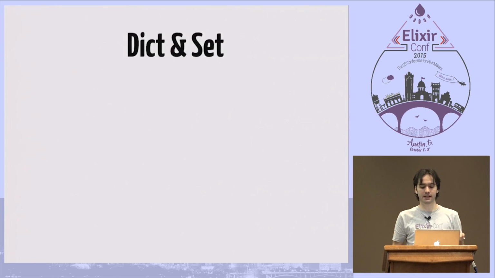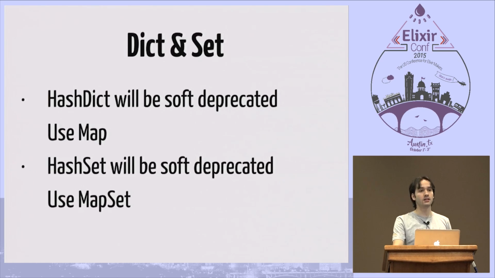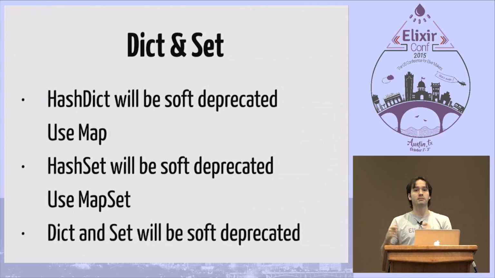So what we can expect in Elixir 1.2, and this is Elixir 1.2, OK? Hold your horses. We are on Elixir 1.1. So hashdict will be soft-deprecated. In Elixir 1.2, hashdict will be soft-deprecated. You can just use map. Hashset will be soft-deprecated. Just use mapset. And mapset is a new data type that we have, which is a set implemented on top of a map, and it's faster than hashset. And the dict and set, they will be soft-deprecated.